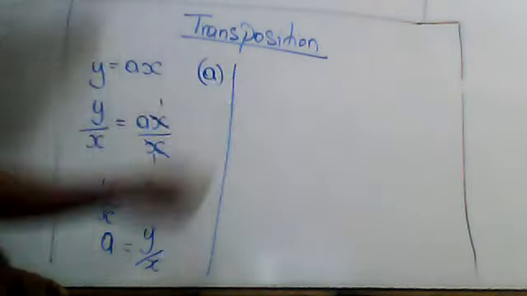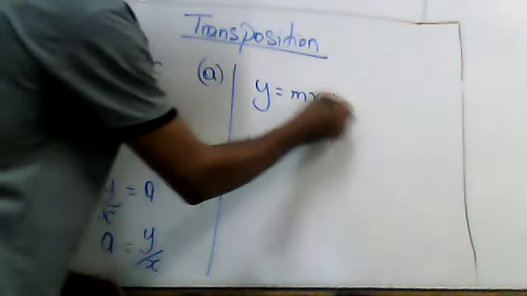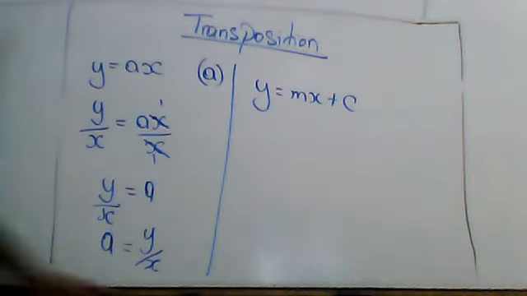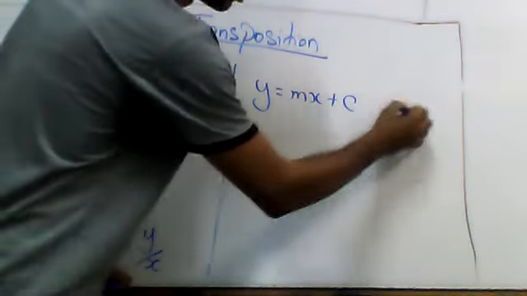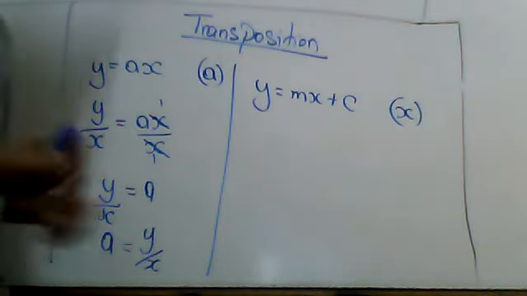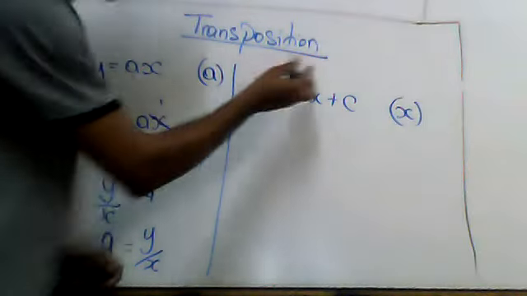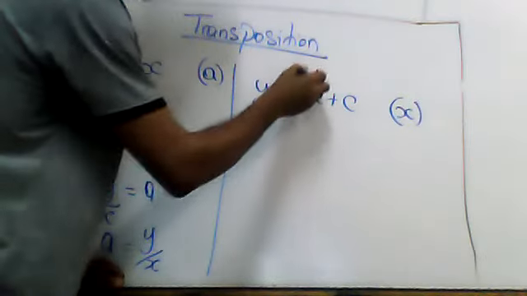Another example, let's say we had y equal to mx plus c. Y equal to mx plus c, and we want to make x the subject. Realize this one's a little bit more complicated than the first two, but you realize it involves both concepts from the first two examples. So now we want to make x the subject. Now we want to make what the subject?